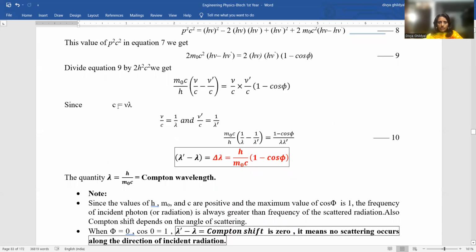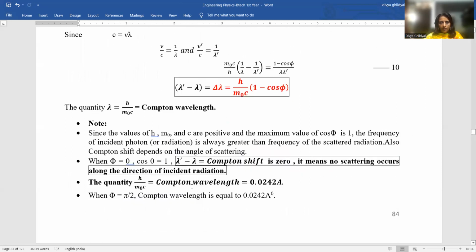Since velocity is equal to frequency into lambda, we can write ν/c is equal to 1/λ and ν'/c is equal to 1/λ'. So we put these values in the expression above, and we write Δλ equal to h/(m₀c) into (1 − cos φ). The quantity h/(m₀c) is equal to the Compton wavelength.